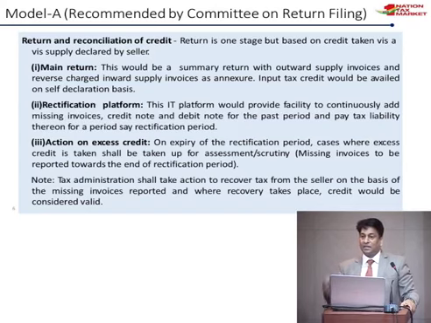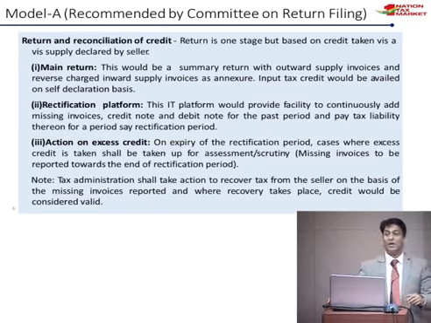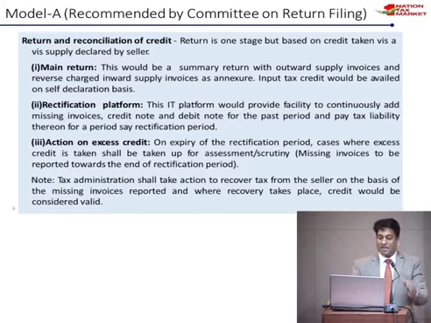The first question that will come to your mind is how this missing invoice intimation will reach the IT system, because the supplier has not uploaded, and you have taken provisional credit on the basis of the invoice and goods received. I will also explain how it will come to the system's knowledge. Tax administration shall take action to recover such tax from the seller.